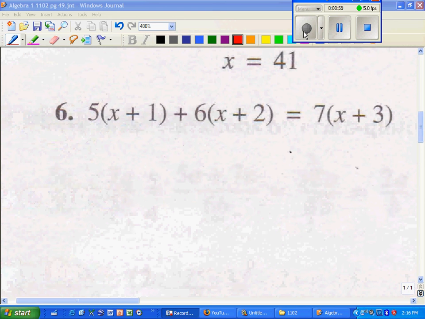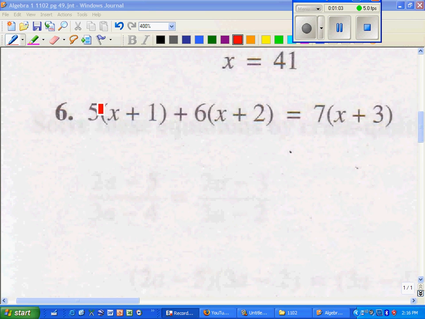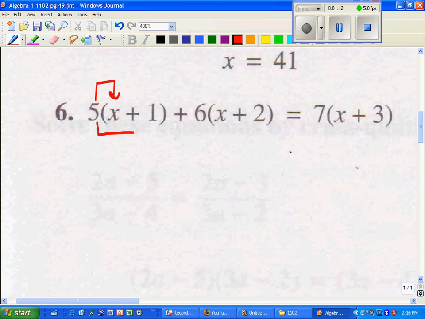Okay, this is a review for page 98. In page 98, you learned about the distributive property. That means that whenever you have a number in front of the parentheses or a sign or anything in front of the parentheses, you multiply it by everything inside the parentheses.